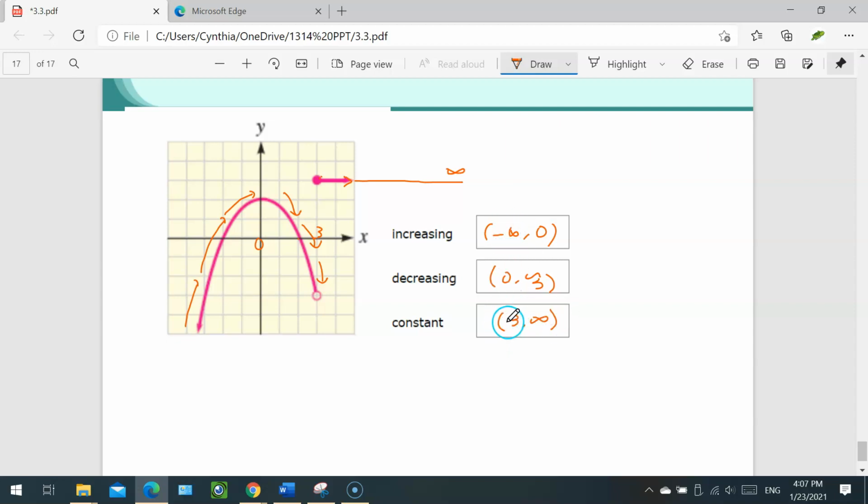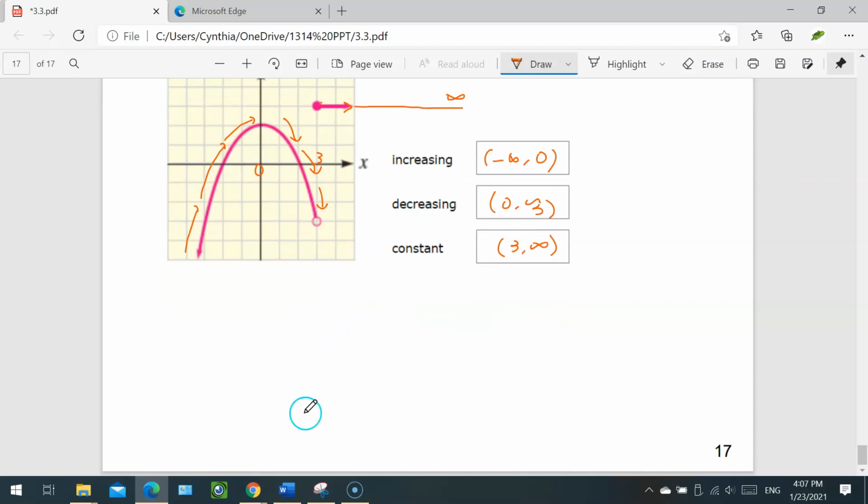Keep in mind, they come with open parentheses. There is no bracket. Brackets only deal with the domain and the range, not the increasing or decreasing intervals. Now you can move on to work on your web assignment.